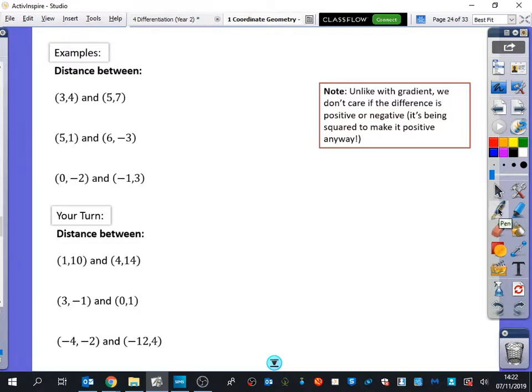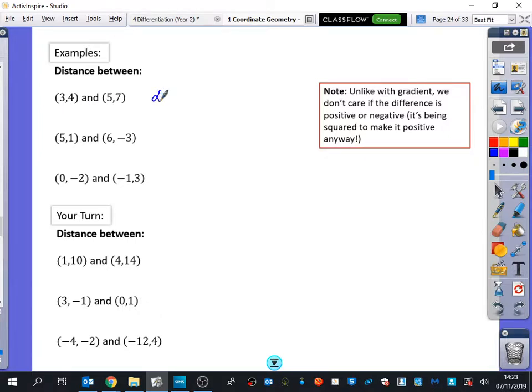So you'll have noticed inside this bit here that I've put in the box, unlike with gradient, where it really mattered if, when we did the subtracting, the difference between them was positive or negative, because it might mean that our gradient was positive or negative. Here, we don't really care whether they're a positive or a negative, because when you square a positive, you get a positive, and when you square a negative, you still get a positive. You get the same kind of result, whether it was -4 as your difference, or whether it was 4 as your difference. When you square it, you're going to get 16 both times. So we're just bothered about what the difference is between them.